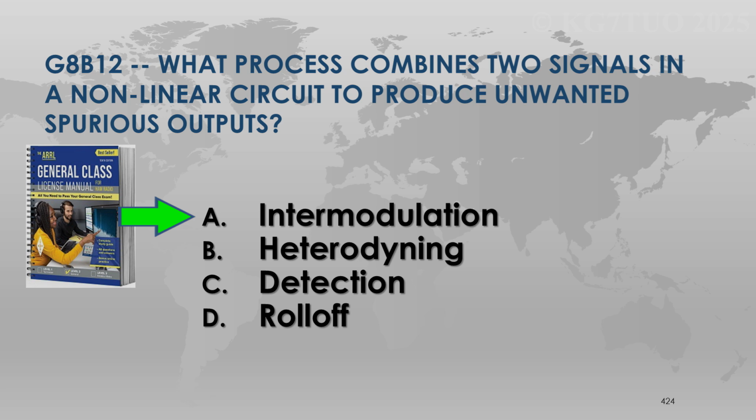Heterodyning is what we want to do. That's what we're mixing, the intentional mixing of the signals. But intermodulation is the problem. Intermodulation produces unwanted babies.